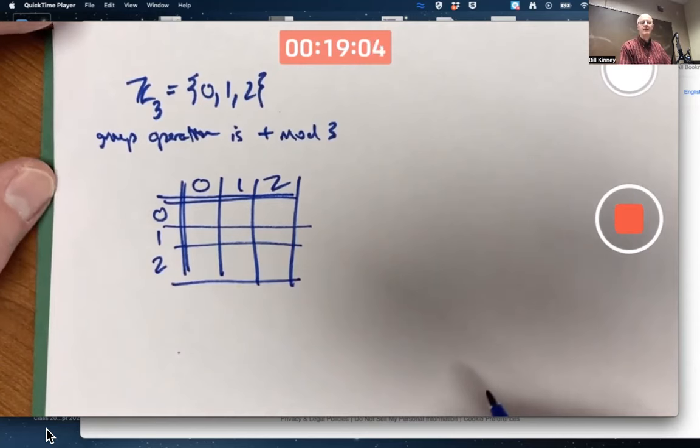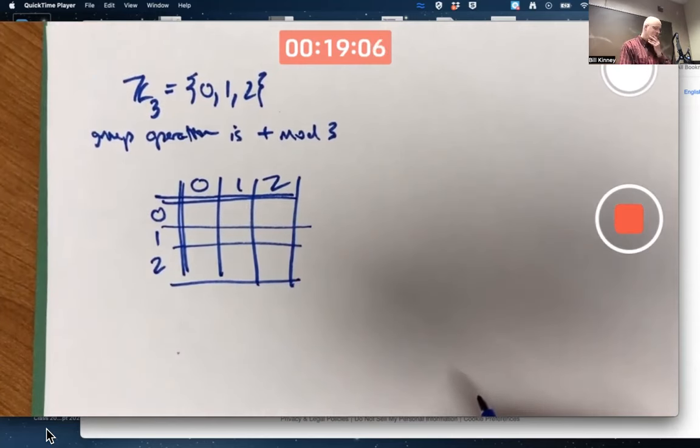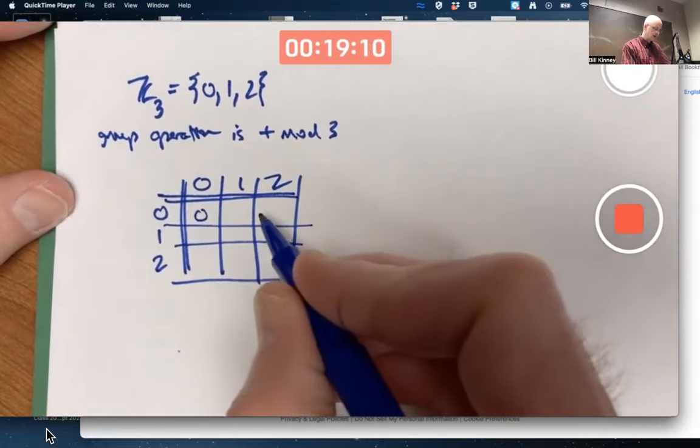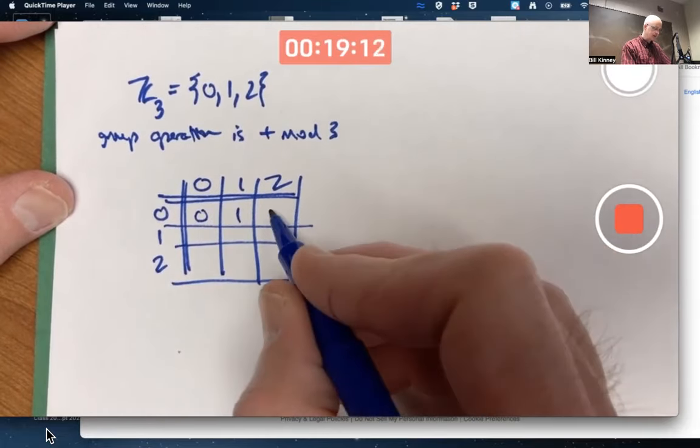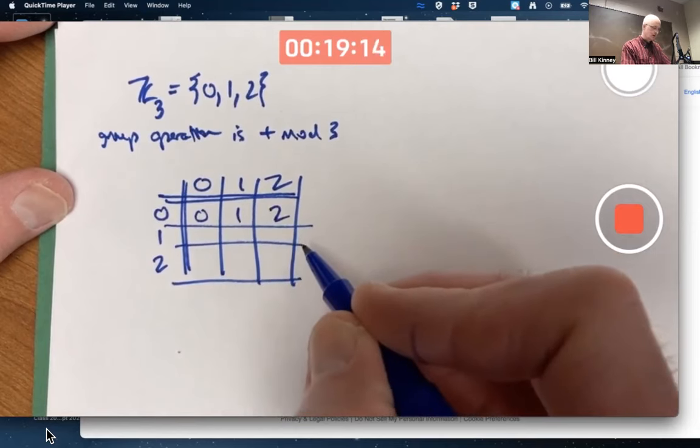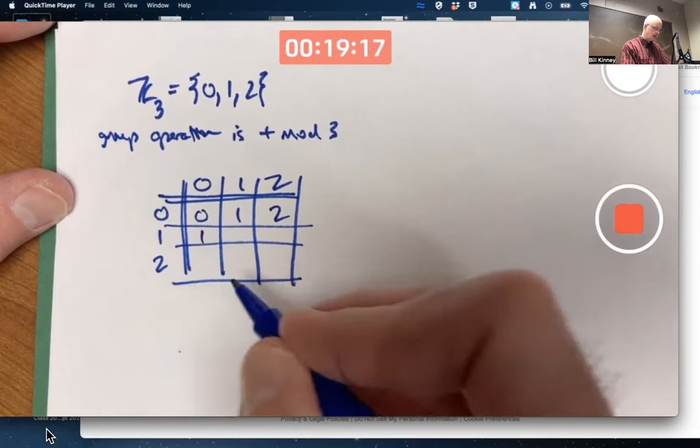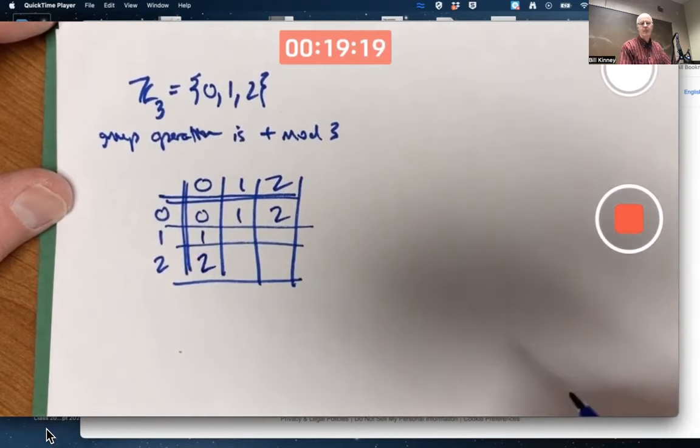You were adding mod 3. 0 is still the identity. 0 plus 0 is 0. 0 plus 1 is 1. 0 plus 2 is 2. Also, 1 plus 0 is 1, and 2 plus 0 is 2.